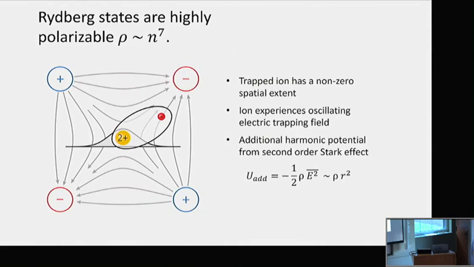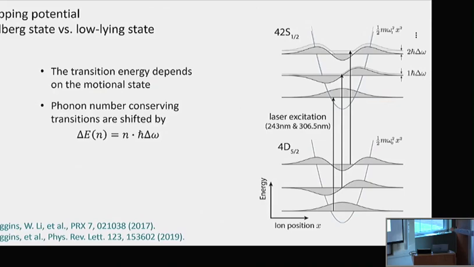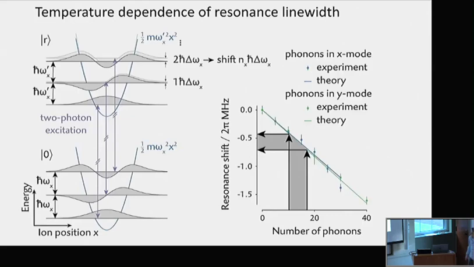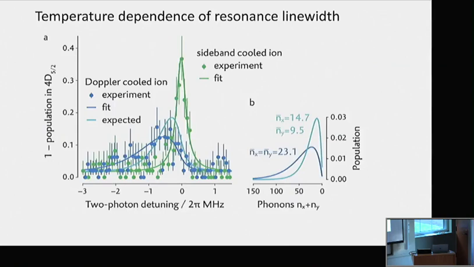As Igor already explained a little bit yesterday, the ions are highly polarizable, and due to that, in the electric field, if they move a little bit, they are polarized, and the trapping potential is slightly modified. Which means in the ground state there's one trapping potential, and in the Rydberg state there's another. You can detect it by the energy shift of these transitions depending on the phonon number. We can measure this resonance shift for different phonon numbers, and if you're Doppler cooled, you have a distribution of populations over these phonon numbers, and due to that line broadening of your transition. This is basically the decoherence process, because depending on your phonon number you have a different resonance. That's the line broadening that you will experience.